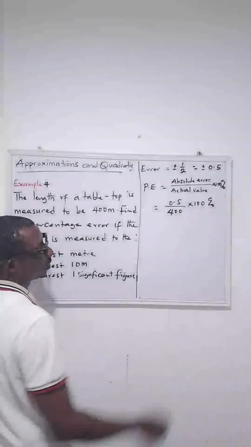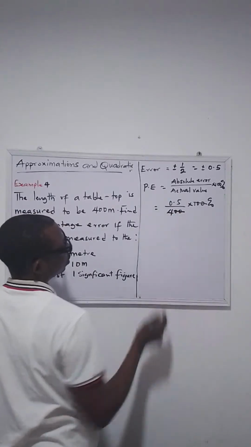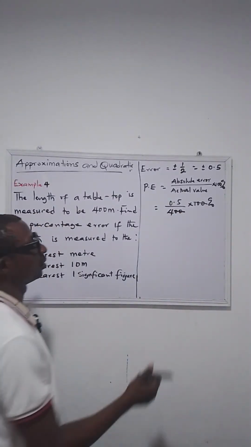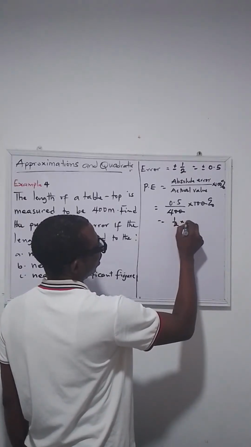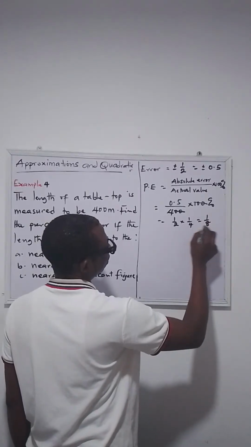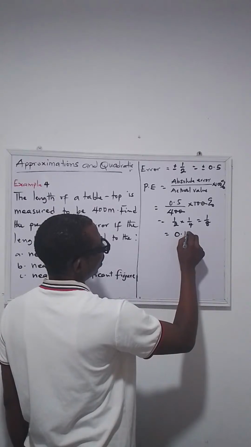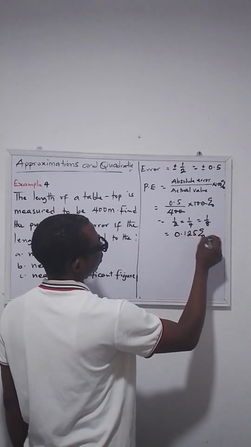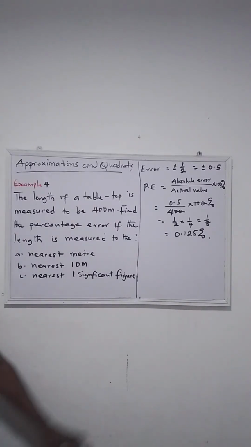So when you look at it now, we divide this. Okay, and now this is the same thing as 1/2 times 1/4, and that's 1/8. And that gives us what? 0.125. So that is what we have. Okay, so I want to believe we all understand this.